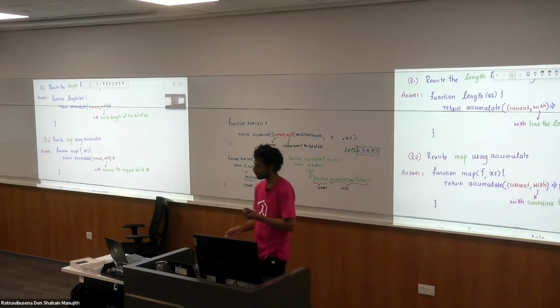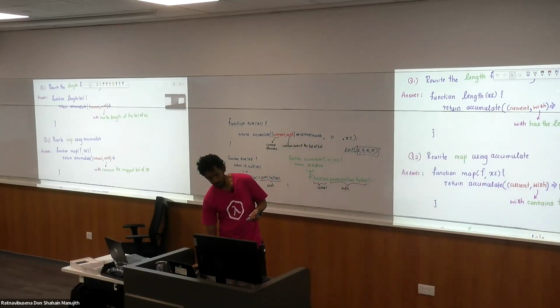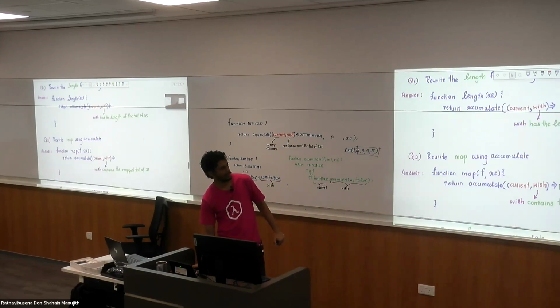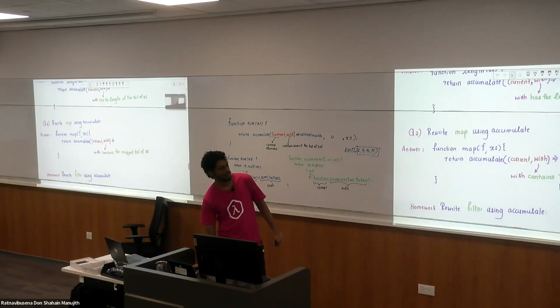Later on when you go home, rewrite filter using accumulate. Afterwards, you don't use map and filter, but use accumulate to write everything.